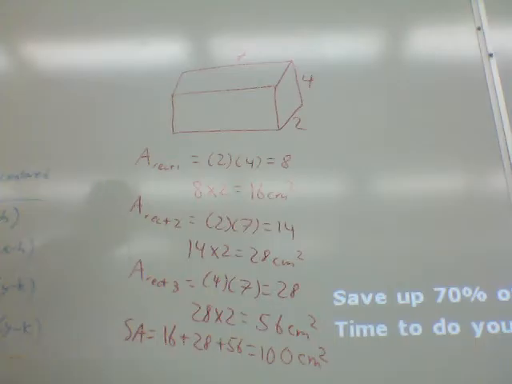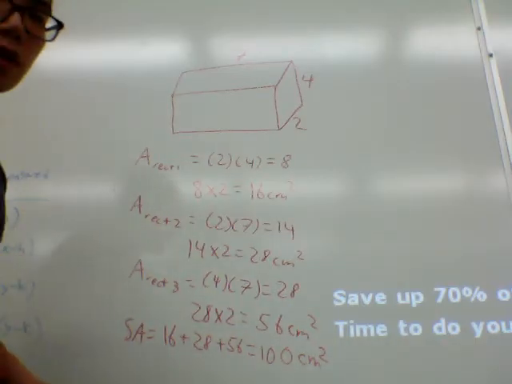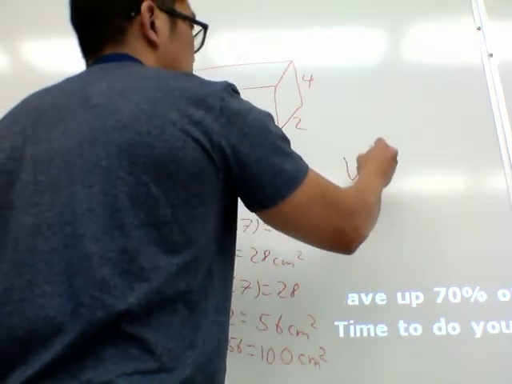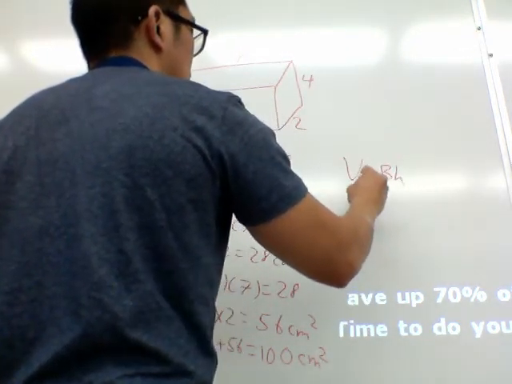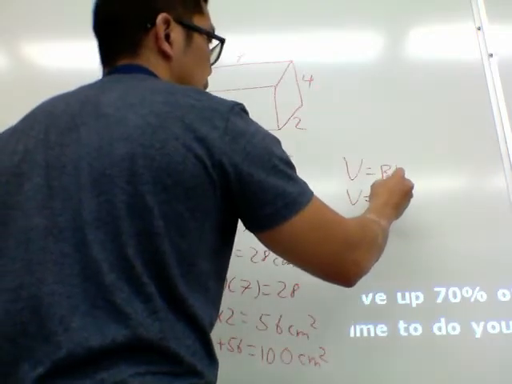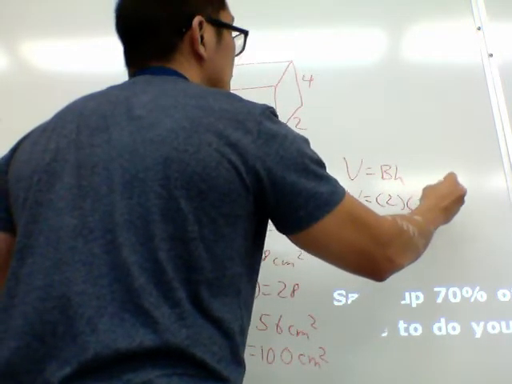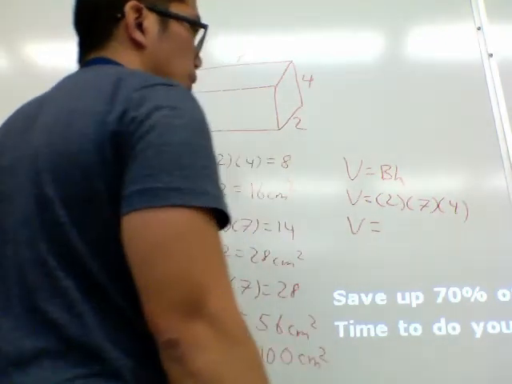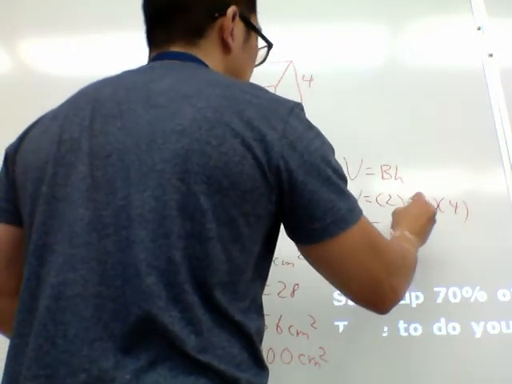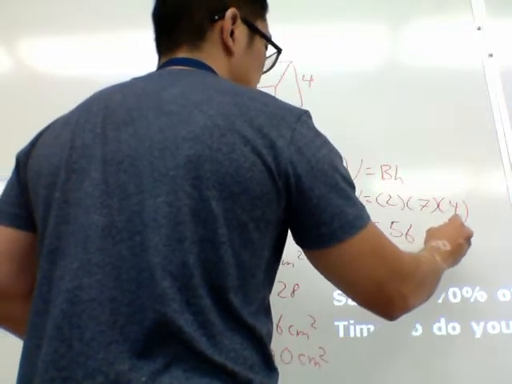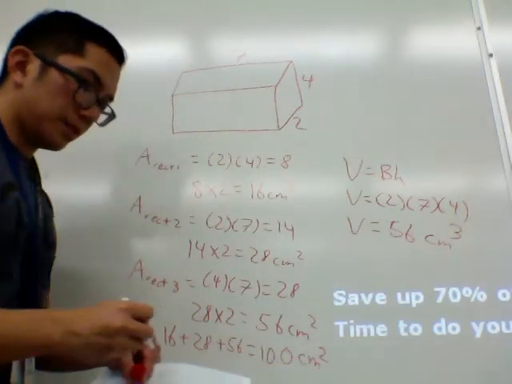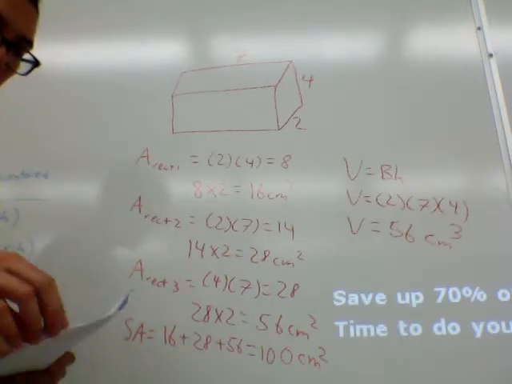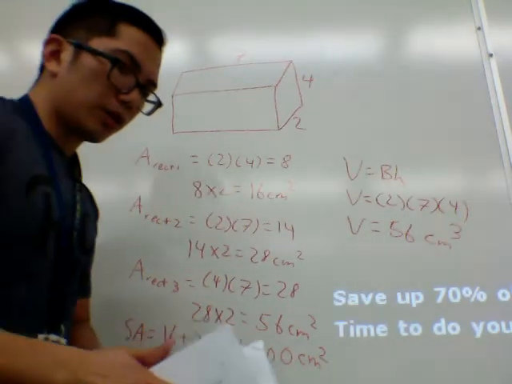So that's surface area. Now for volume, remember if it's a rectangular prism, all I have to do is multiply all of the sides together. So volume is equal to big B times H. Volume, the big B is 2 times 7, so it's 2 times 7 times the height is 4. Okay, so that gives you the volume is 56 centimeters cubed. So now let's go ahead, turn to number 3.